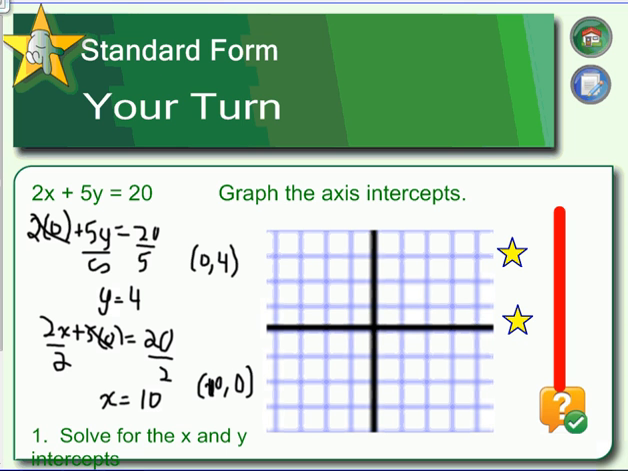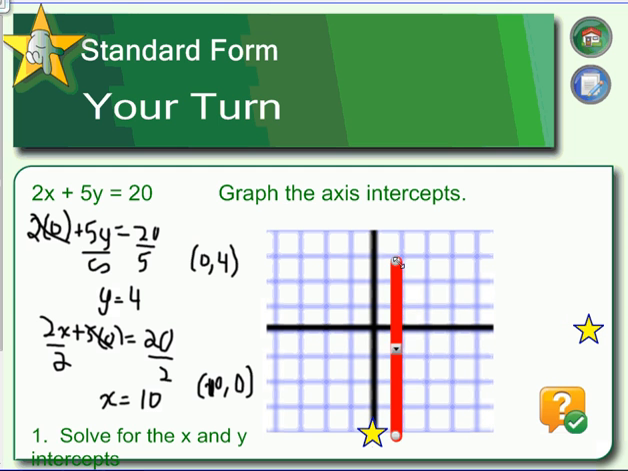Alright, so then what I can do is I can go, okay, 0, 4. And then 10, 0, which is going to be somewhere over here. I can take my line, stretch it out, and that would be my line.